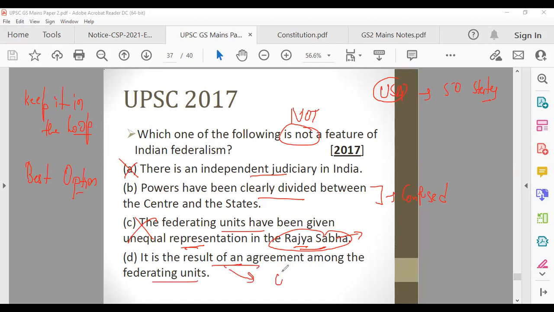We have just discussed that Article 1 says that India is a union of states. Nowhere is the word federation mentioned. So it is not a result of an agreement. So this is not a feature. So the best option here is D. Good question, not at all an easy question.